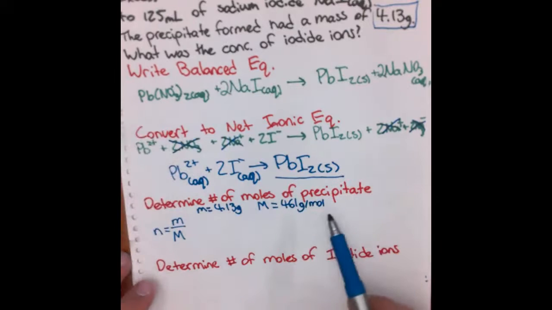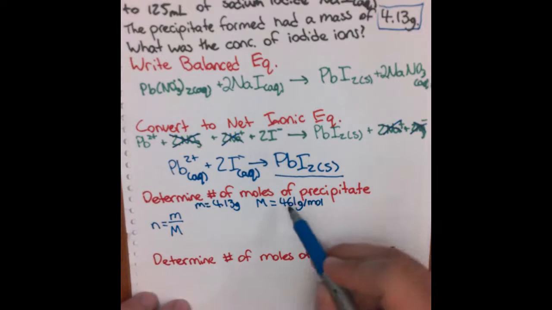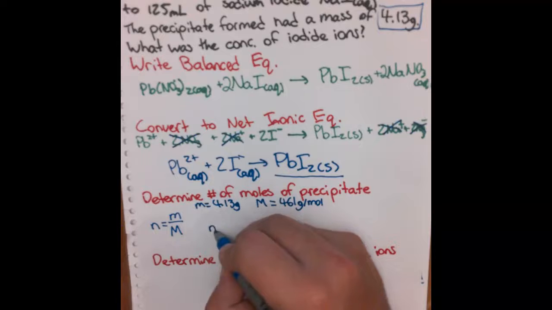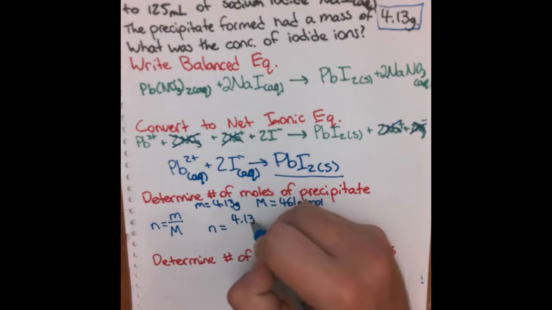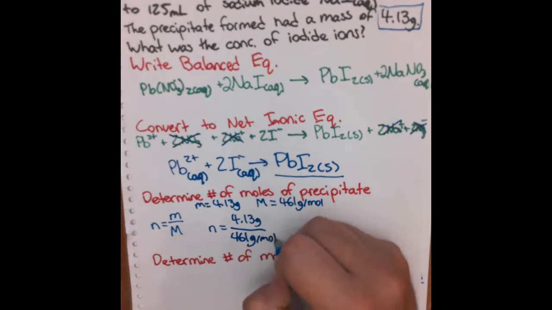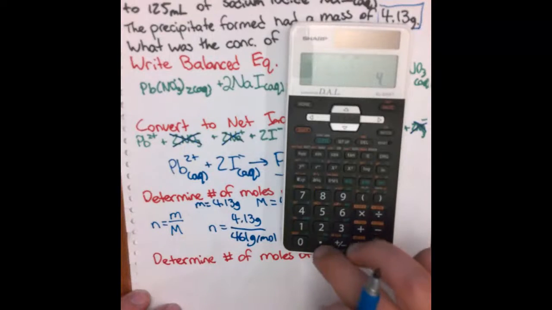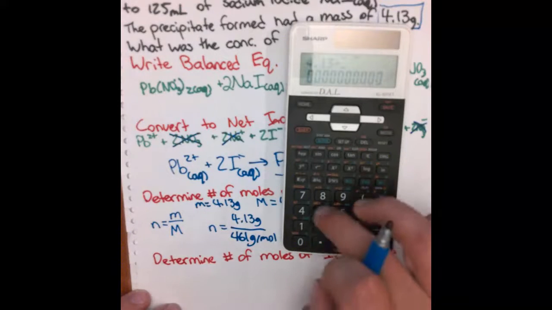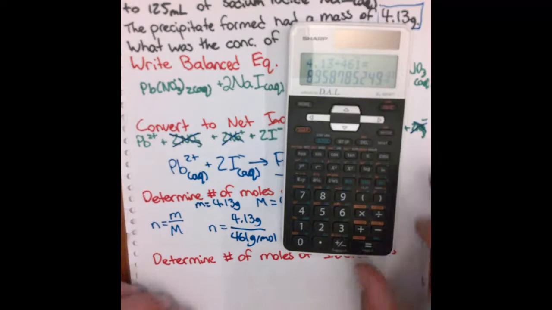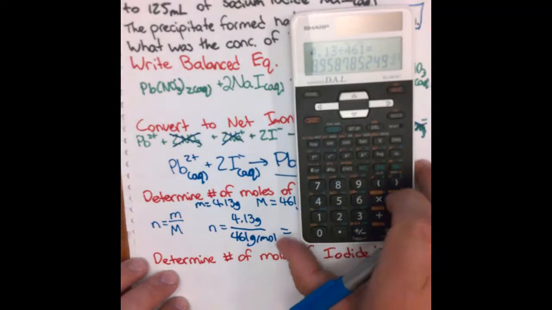And just a side note, it does make sense that this is going to be insoluble because it just is so large. And we can see that in the molar mass. So our moles is going to equal 4.13 grams over 461 grams per mole. If we punch that into our calculator, 4.13 grams divided by 461 grams per mole is going to give us 8.95 times 10 to the negative 3 moles.